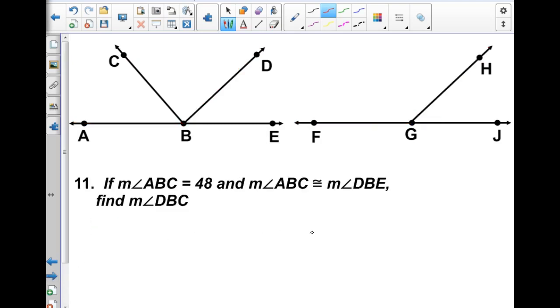Number 11 has to do with the same picture, but they've changed the numbers on us. It says if the measure of angle ABC is 48, that would be here. You can still write on it, just ignore the other stuff. And the measure of angle ABC is congruent to the measure of angle DBE. Well, here's DBE. That's also 48 then, if it's equal to ABC. And they want us to find the measure of angle DBC. They want this angle. So what do the three angles add up to?